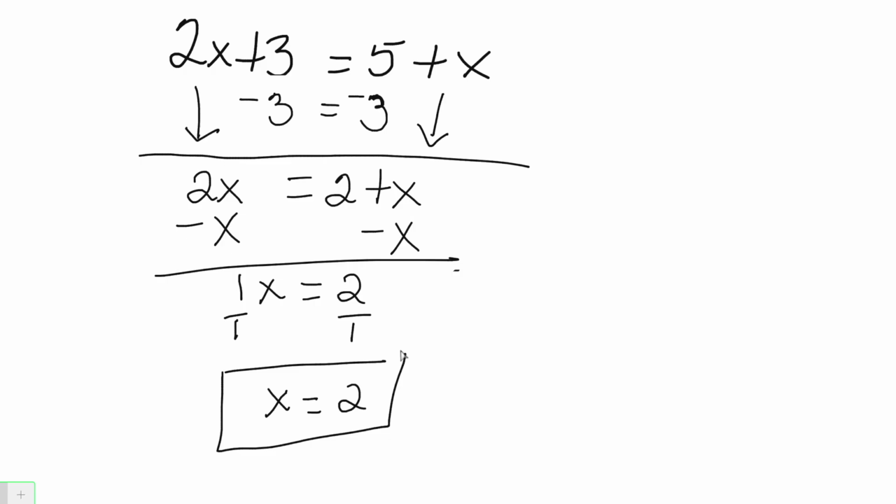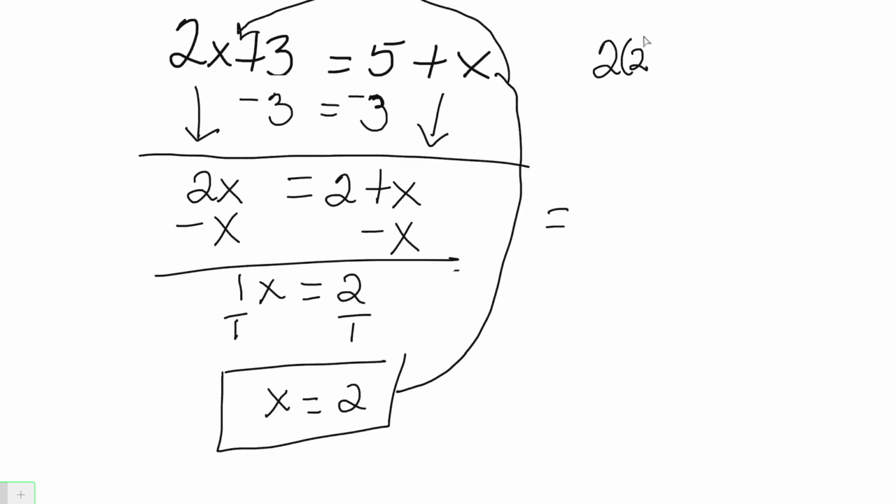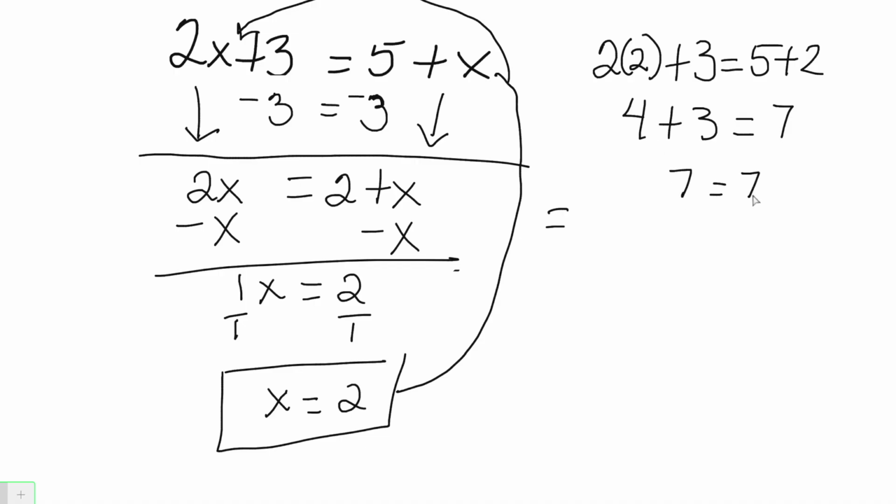All right? Now, what does that mean? Let's just check it out. Go ahead and check it. If you plug in 2 for x, now you have multiple x's here. It should balance on both sides. So we're going to do that. 2 times 2 plus 3 equals 5 plus 2. What's 2 times 2? 4 plus 3. What's 5 plus 2? 7. Looks about right. 4 plus 3, 7 equals 7. 7 is 7. Done.